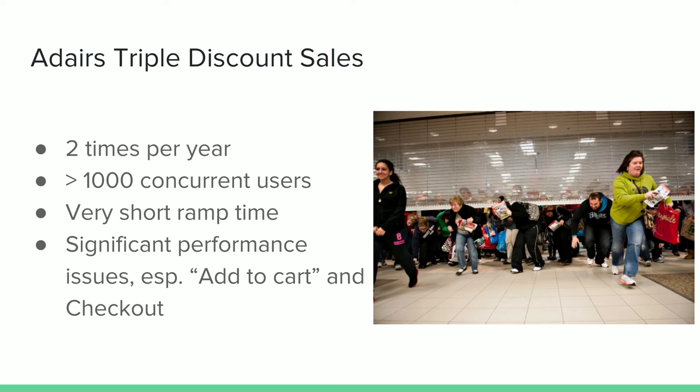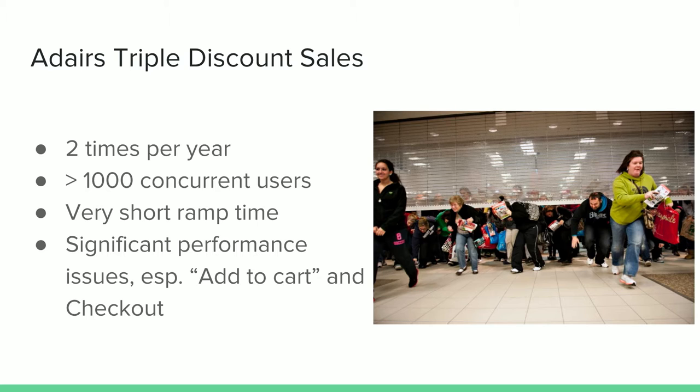And the performance problems were most notable during these triple discount sales. So these sales happen twice a year. They happen for a period of about 2 to 3 days, and they start at 4 p.m. on the first day. And at that time, over 1,000 concurrent users converge on the site at the same time. The traffic ramps up really quick, and people are desperate to get massive discounts on their sheets, so they start checking out as fast as they possibly can.